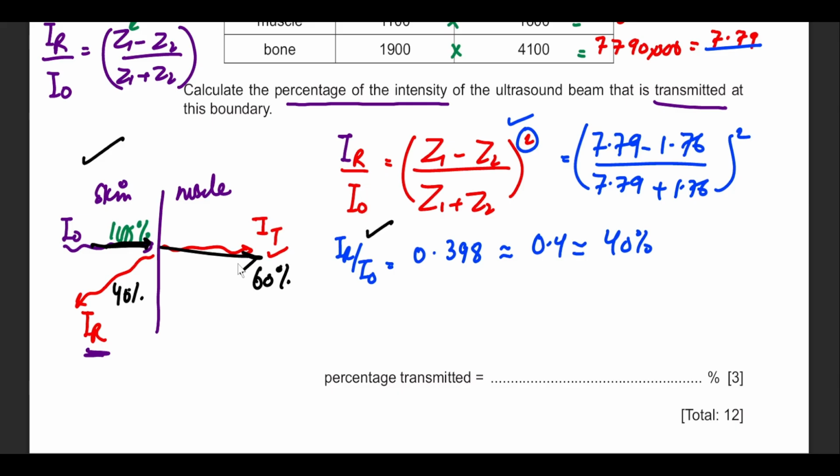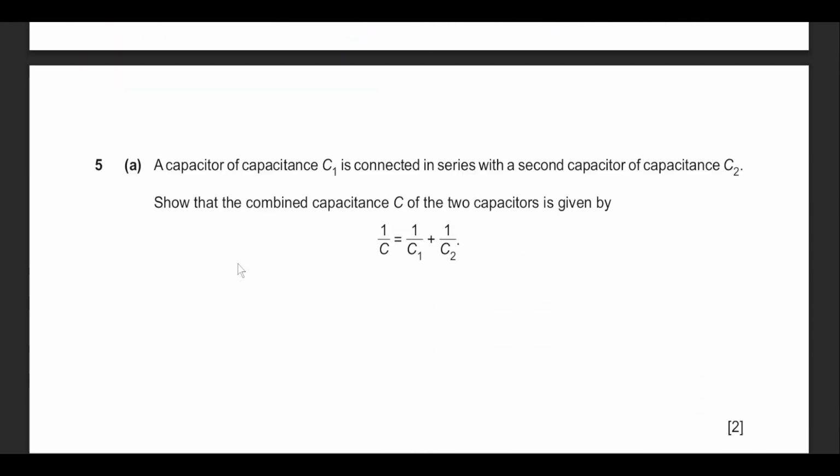This helps us figure out what's coming out, what's being sent back, so we can figure out what's actually going in or being transmitted. If I0 is 100% and 40% came out, we are still left with 60% that was transmitted in. That's why this is 60%, or 0.6 if you want to consider the fraction.